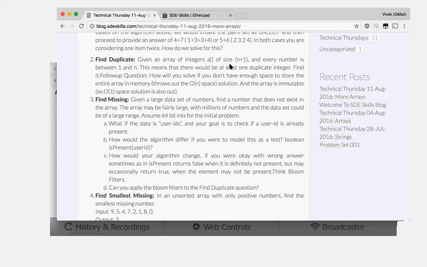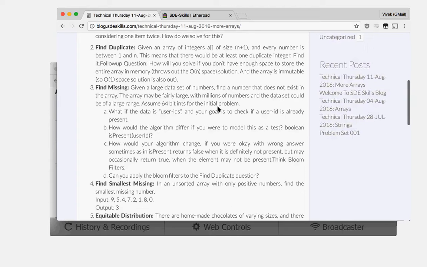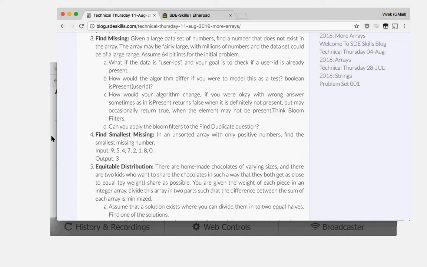This one's a new question for today, basically, finally. So let's assume you're given a large data set of numbers. It's kind of like a complementary question to find duplicate. It's the one that's like find missing. The array is very large. It's got millions of numbers, and it's a 64-bit integer range. So it's large numbers, large integers, and large size. Your goal is to check if a user ID is already used.